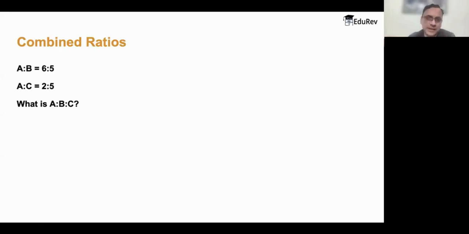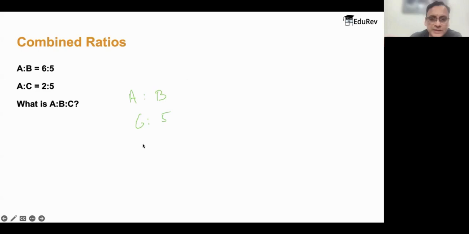Combined ratios. Again, a very interesting concept where we combine ratios. And how do we combine ratios? Let's see. There are a few very interesting concepts here. So I have A is to B given to me as 6:5.